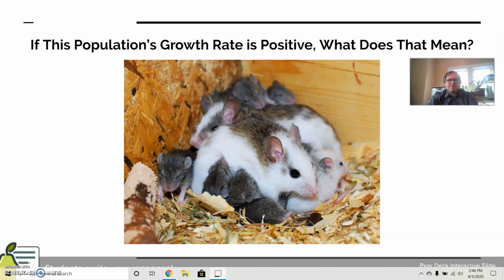So here we have a few specific examples talking about these different types of population growth rates and thinking about what does each one mean. So if we were looking at a population of mice and we noticed that there were more births than there were deaths, we would say that their growth rate is positive. That's what this means in this case. This is pretty typical for rodent populations because they have lots of babies very quickly. So it's likely that you'll see a positive growth rate in populations like that.